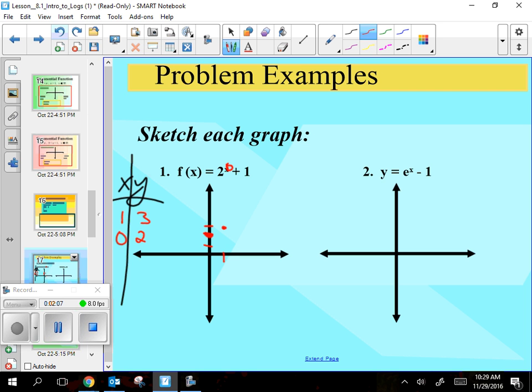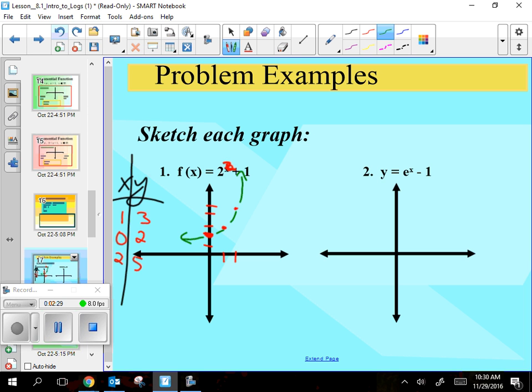Now let's put in 2. 2 squared is 4 plus 1 is 5. 2 comma 5. Over 2, up 5. That's starting to give me a feeling of a curve. You see what I'm seeing? I'm seeing a little bit of curve kind of like this. And that is what exponential graphs are supposed to look like.